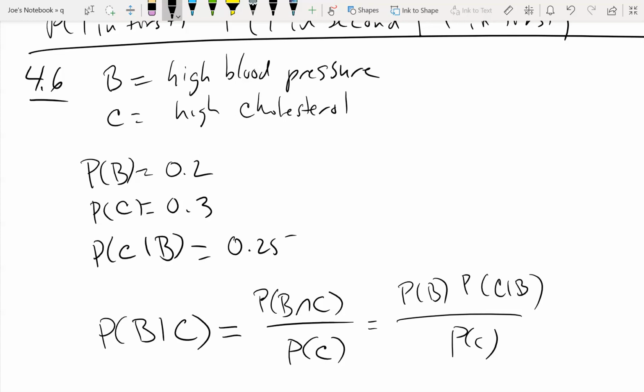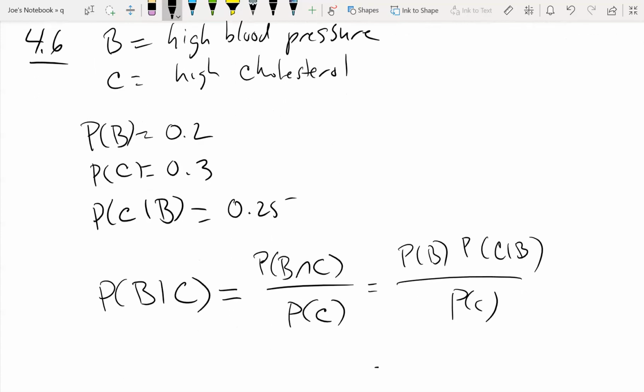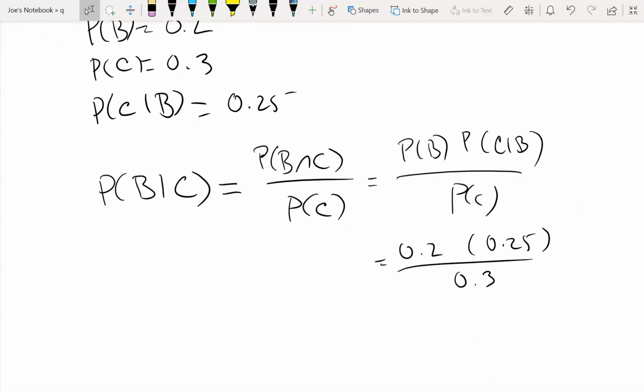Now, in other problems that we've done, we've had to split up the denominator into pieces, right? In this case, we don't have to do that because we're given the bottom. So in this particular one, we would be doing probability of B is 0.2, probability of C given B is 0.25, and probability of C is 0.3, which gives you 1/6. Questions on that one?